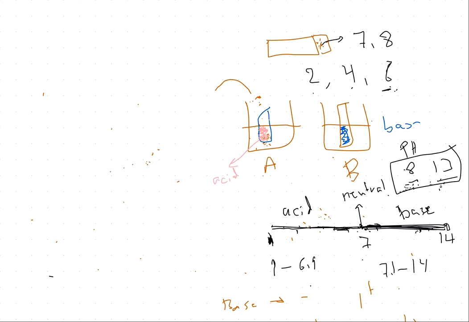Okay, now how to find the pH by calculation. We know how to find the pH by the pH meter, by the pH scale, by the litmus paper to identify if it's acid or base. But how to find it by calculation?